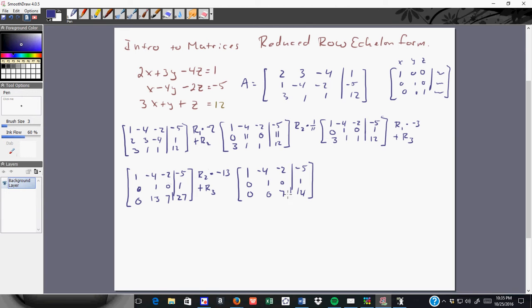if I wanted to make that into a 1, I just have to multiply by 1/7. So I'm going to multiply row 3 times 1/7. And once again, I get 1, -4, -2, -5, 0, 1, 0, 1, 0, 0. 1/7 of 7 is 1. 1/7 of 14 is 2. So now we're just about there.